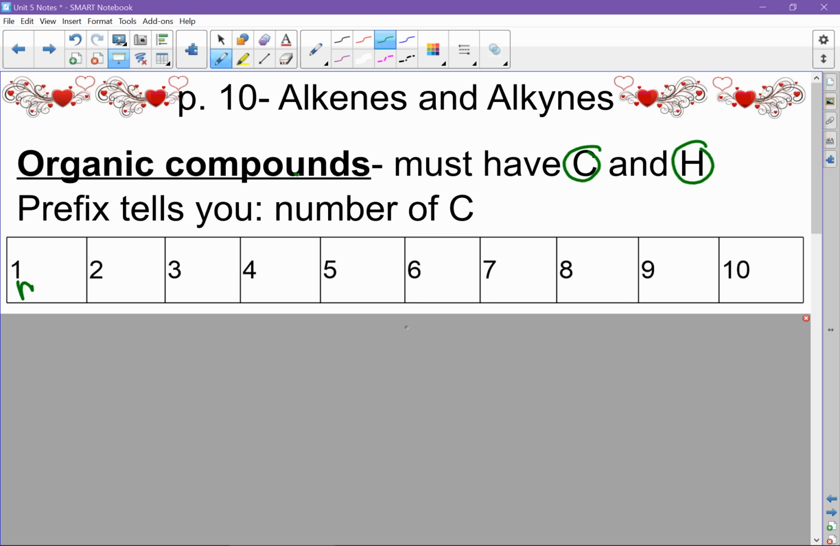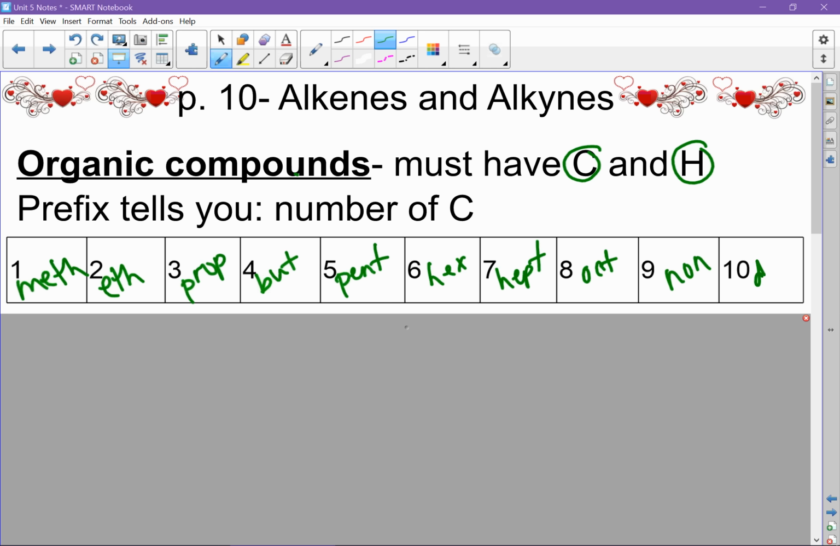Remember, our trick is Maria eats peanut butter. And that means that meth is the prefix for 1. Eth is 2. Prop means 3. But is 4, and the rest we know. 5 is pent, hex, hept, oct, non, and dec. So just to get those prefixes back in your head.